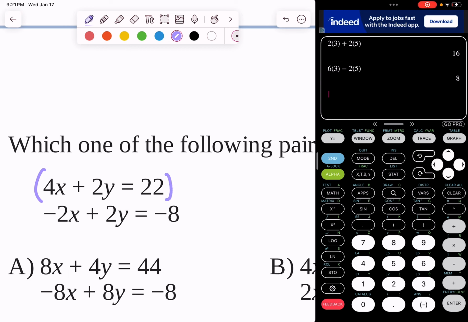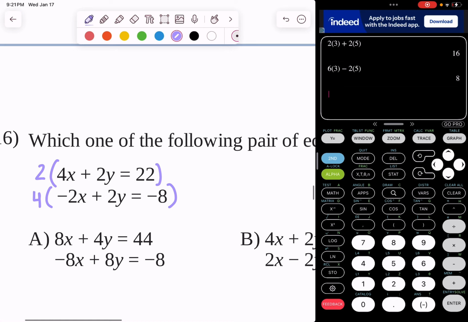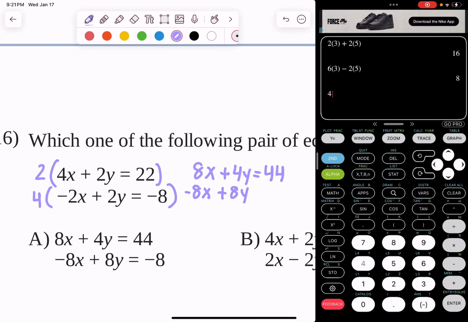I'm going to multiply the first equation by 2 and the second equation by 4, but I do not need to make any of them negative since I already have an x that's negative. 2 times 4x is 8x. 2 times 2y is 4y. And 2 times 22 is 44. 4 times negative 2x is negative 8x. 4 times 2y is 8y. And 4 times negative 8 is negative 32.